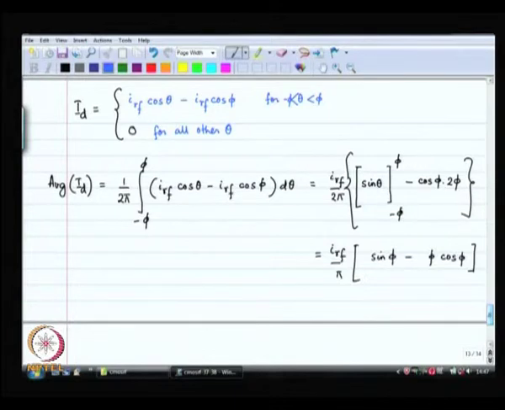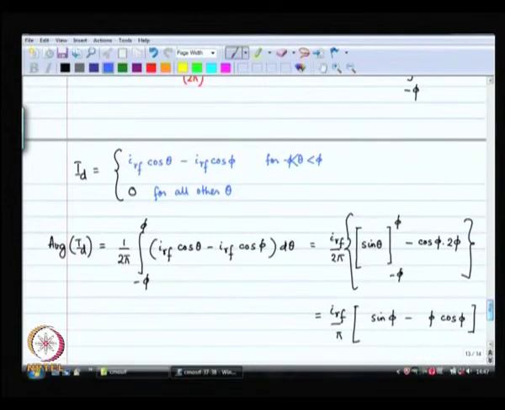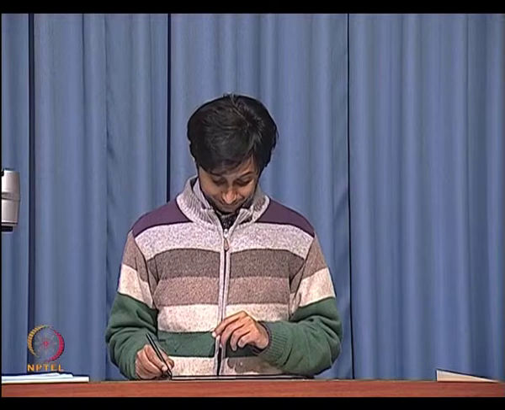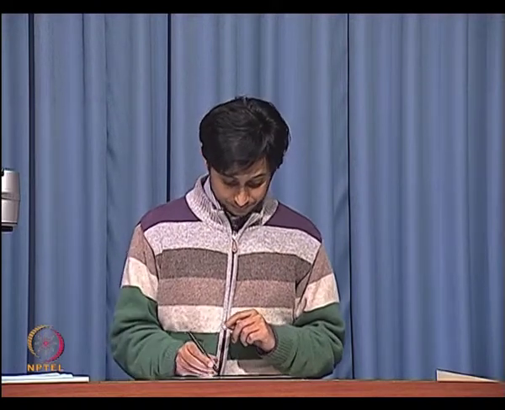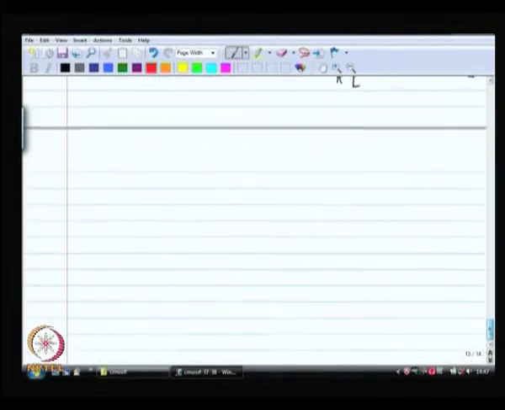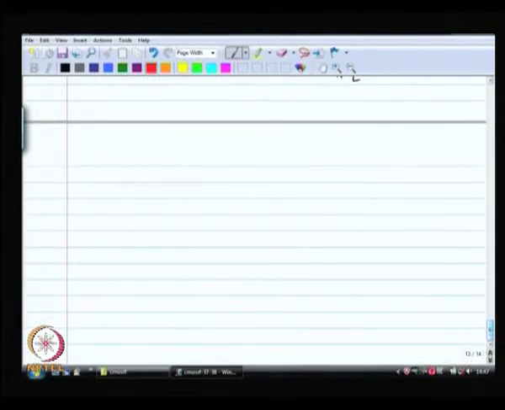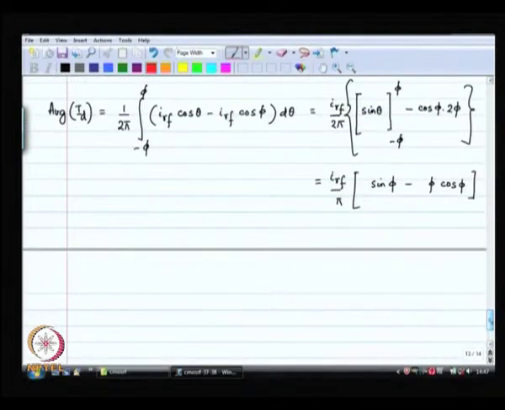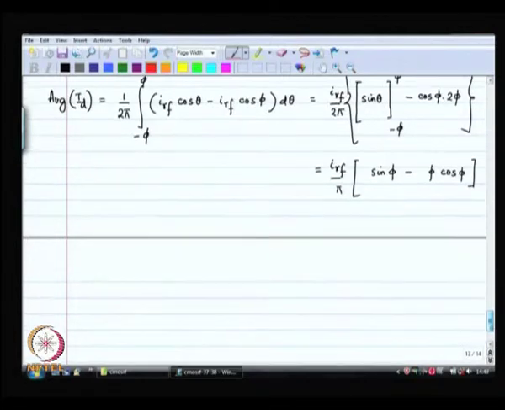Okay. So, what I have done so far is I have figured out what is the average ID. The next step is to figure out what is the fundamental component of ID. Average ID will give me an understanding of what is the power consumed. The power consumed is the average ID times VDD, because the average ID is what is the current coming through the RF choke. Now, I want to understand what is the fundamental of ID.